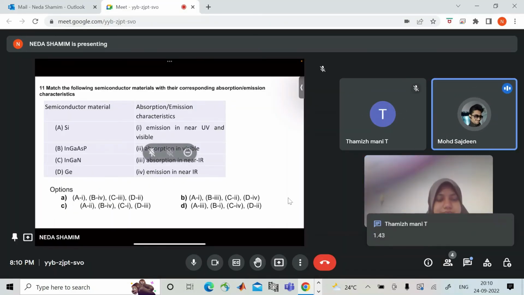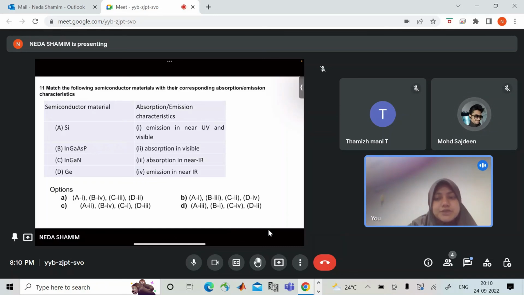1.14. Okay. So germanium has a lower band gap energy than silicon. So the absorption will be in a lower wavelength range or a higher wavelength range?